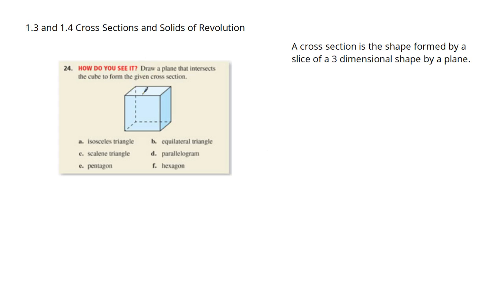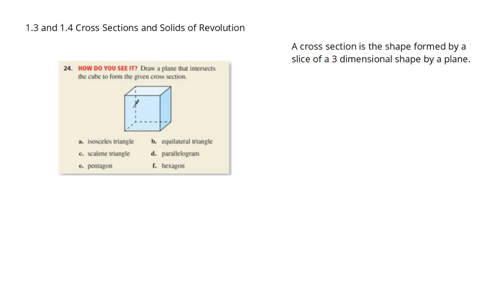So here's a question from the homework. I'm going to put a question from the homework at the beginning because this question is basically the whole lesson. I'm serious. A cross section is a shape. You slice the three-dimensional shape, and the two-dimensional shape that you get from that slice of the plane is your shape, right?